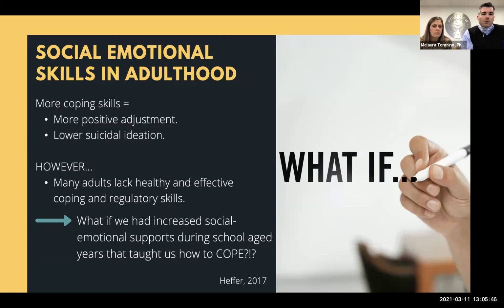So social emotional skills in adulthood: more coping skills equals more positive adjustment and lower suicidal ideation, and that's according to Heifer 2017. However, many adults lack healthy and effective coping and regulatory skills. So the question is, what if we had increased social emotional supports during school age years that taught us how to cope? And I think that's the question.